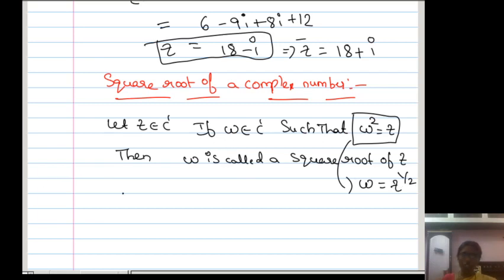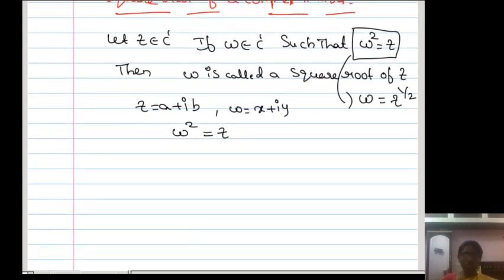Now I want to find W for any complex number. For example, if Z is equal to A plus iB, and let us say W is equal to X plus iY, and if it satisfies the relation W square is equal to Z, then W is called the square root of Z. I want to find W, that is X plus iY, which is nothing but the square root of Z. So I want to give the theorem for this. W square is equal to Z means here you have two cases: case 1, case 2.